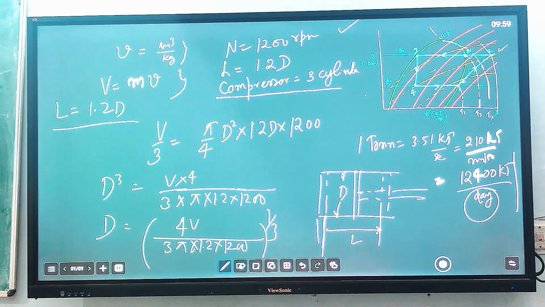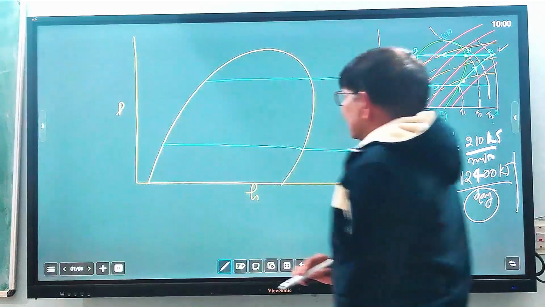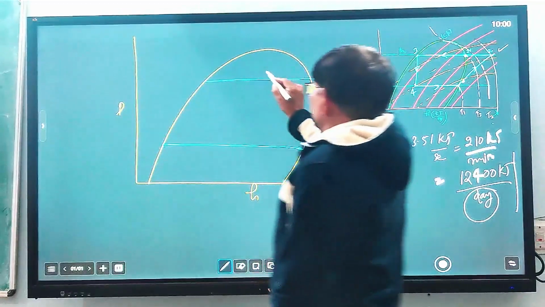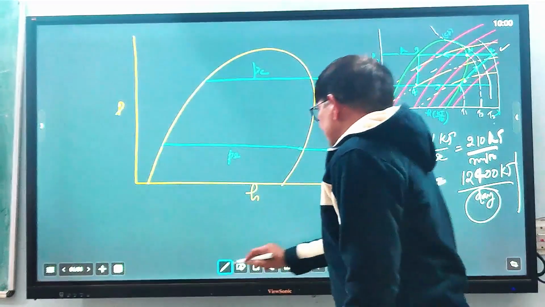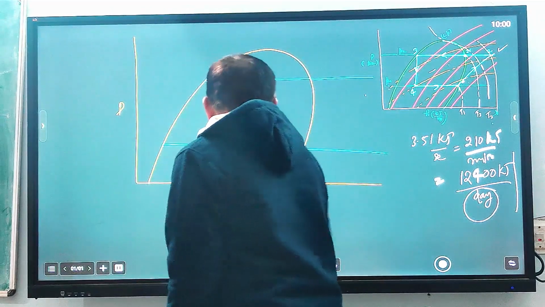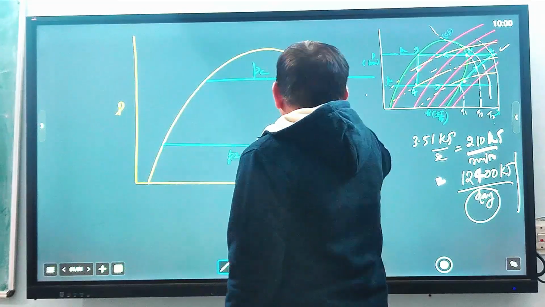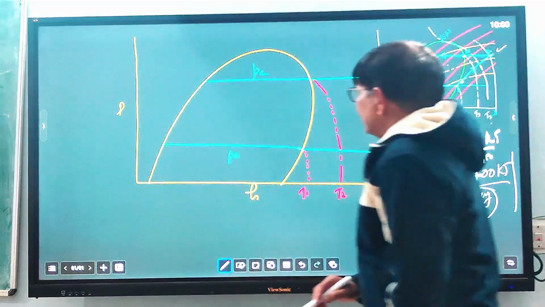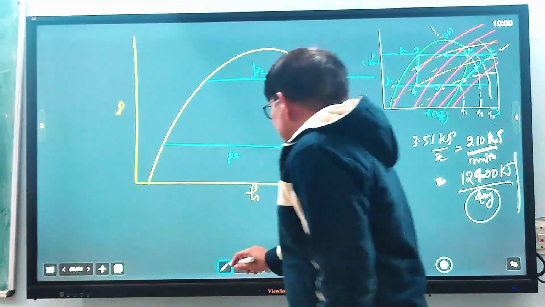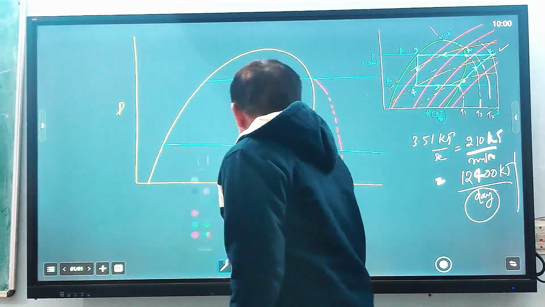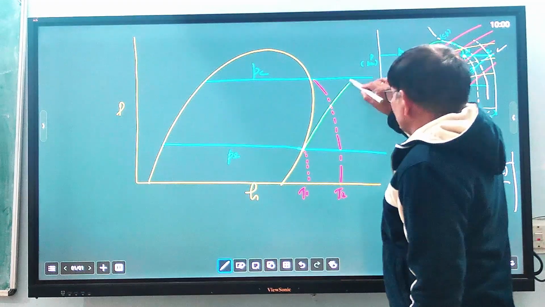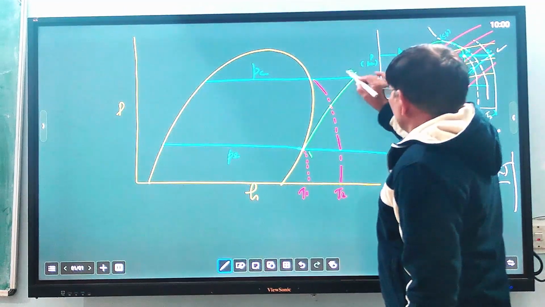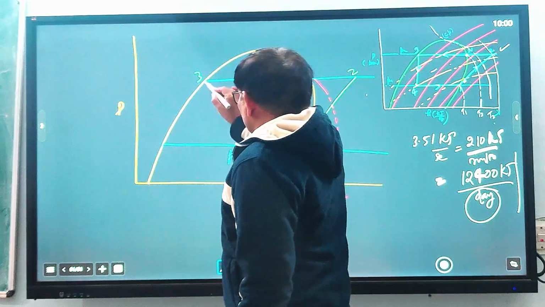So what are the different situations that we are going to discuss here? These are constant pressure lines, P condenser and P evaporator. There will be corresponding temperature lines also, here T1 and here T2. So various situations will be there. Let us take the first situation, where compression will take place from here. State 1, conditions 1, 2, 3 and 4.